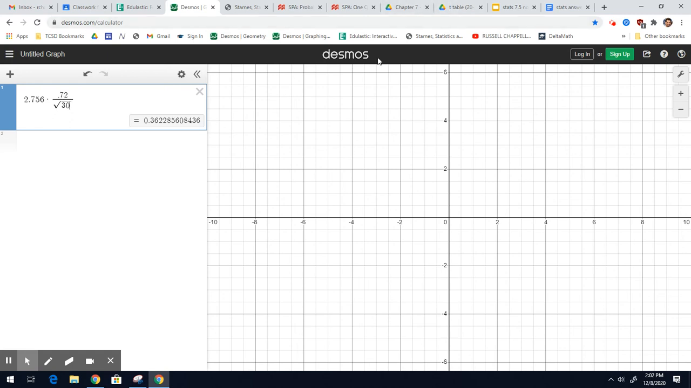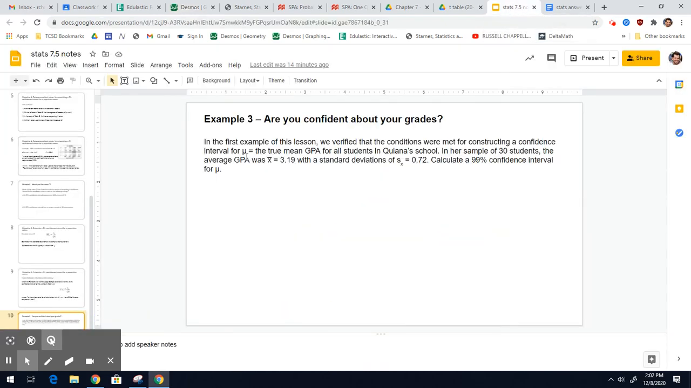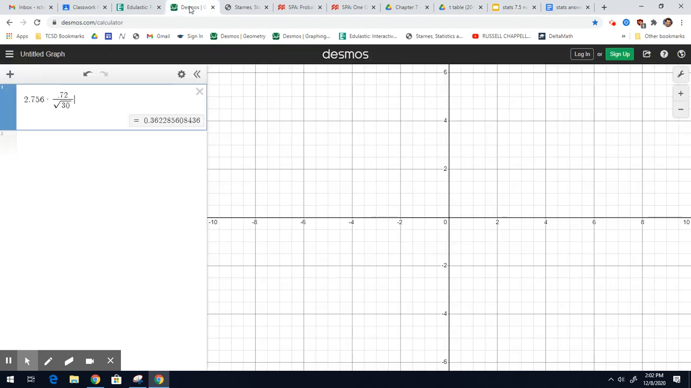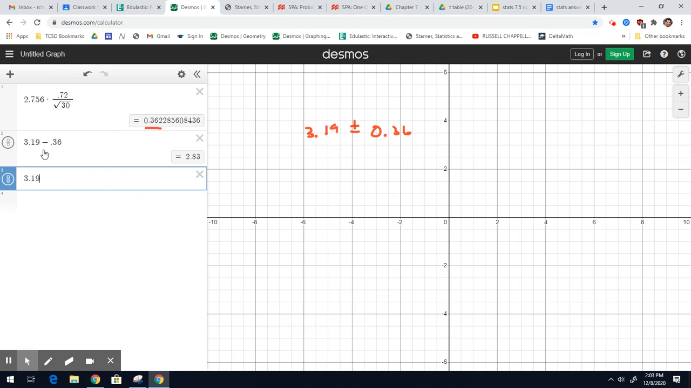So in the problem, let's look real fast. They give you a GPA of 3.19. So let's go ahead and just keep that. So in my problem, I would write 3.19 plus or minus, and let's just go to those two decimals, 0.36. The 2 doesn't change the 6. So now over here, I'm going to type in 3.19 minus 0.36 and 3.19 plus 0.36. And here are my two values to build my interval.